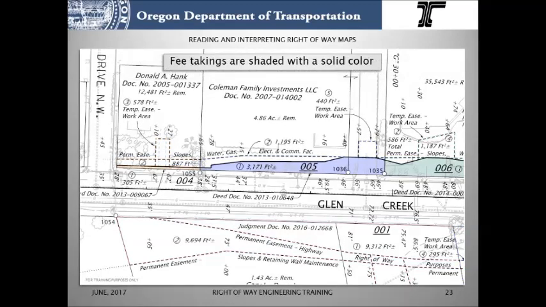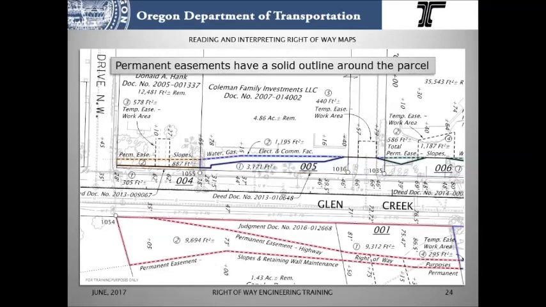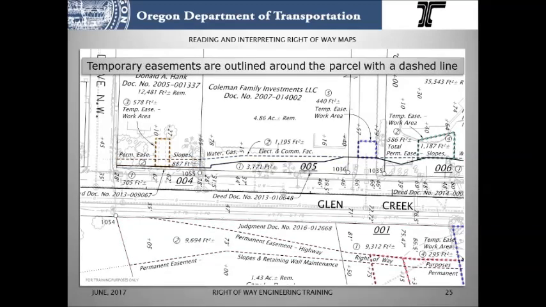So fee takings are shaded with a solid color. Permanent easements have a solid outline around the parcel. And temporary easements are outlined around the parcel with a dashed line.